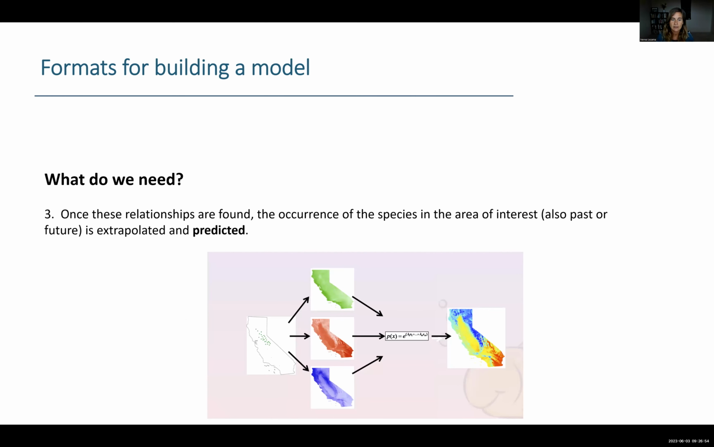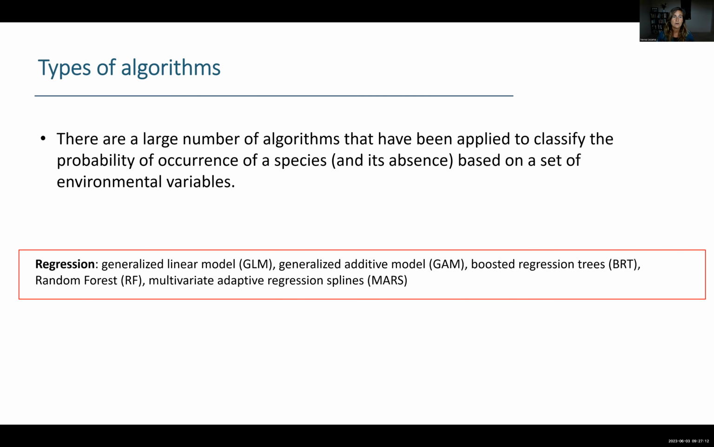Finally, once we have created our data frames, we are going to apply different algorithms, which are different models with different objectives, pros and cons. Then we are going to estimate a prediction with a map that is going to give us an idea of where our species is located. In this presentation I'm not going to focus on the algorithms, but there is a large number of algorithms applied to classify the probability of occurrence of the species and also the absence.